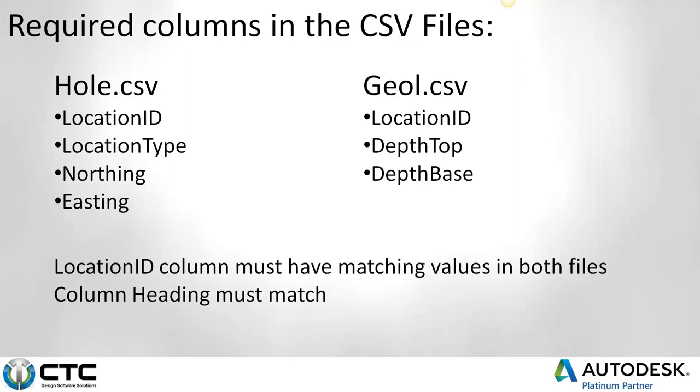So with the two file types, the location ID, you do need both to have a location, like I said, B483 in both files. But the hole will only have one location, B483 with the northing and easting, but the geol file could actually have 5, 6 different data in there, as long as it still has that one location, and I'll show you that in a second.